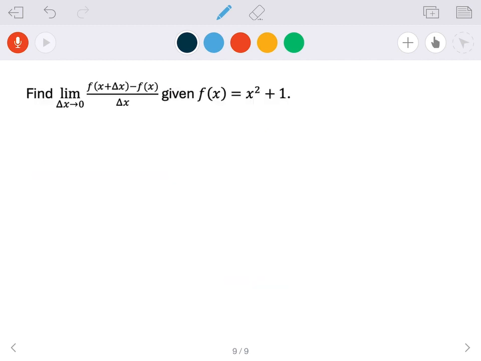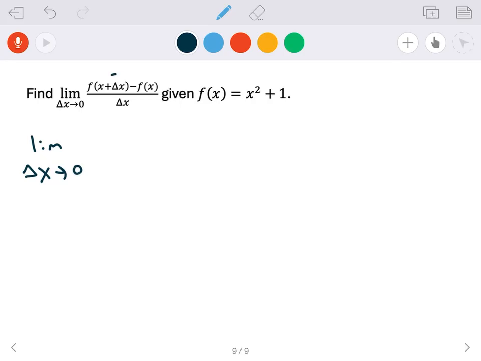One more problem. Make a note of this definition here. You're going to see this again in the next unit. I want to find the limit as delta x goes to 0 of f of x plus delta x minus f of x over delta x. So first thing I need to do is rewrite my limit for this particular problem, given that f of x is equal to x squared plus 1.